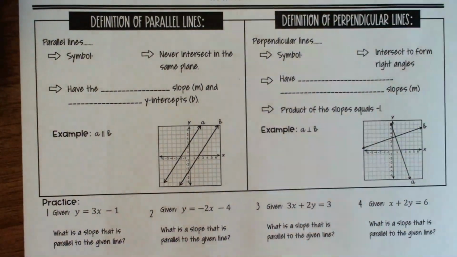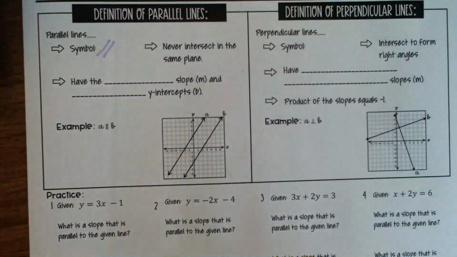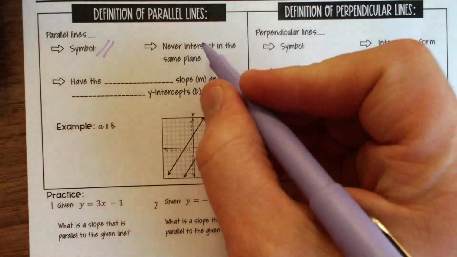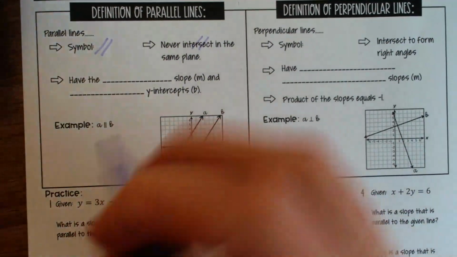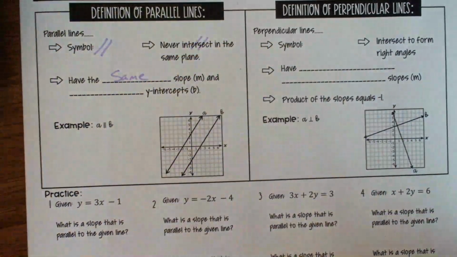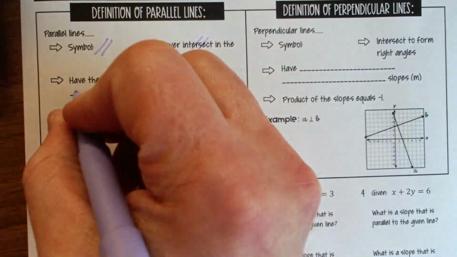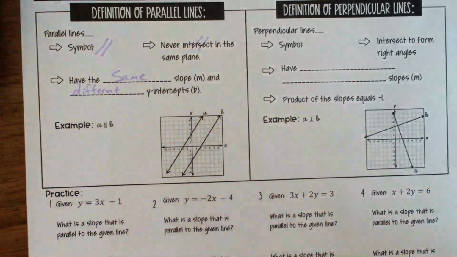So parallel lines, they have this symbol, which are two lines that will never intersect, they'll never cross each other in the same plane. So they have the same slope and different y-intercepts.